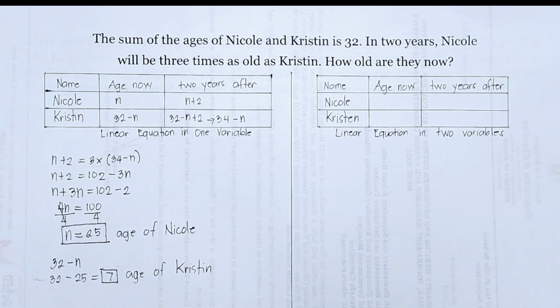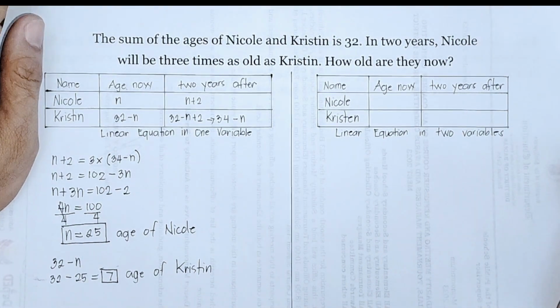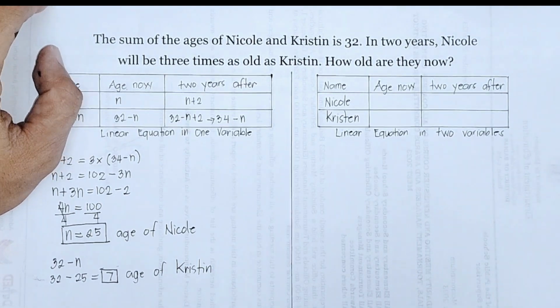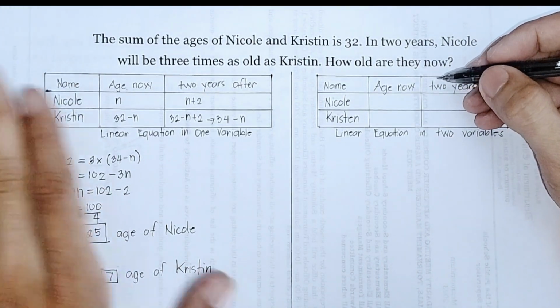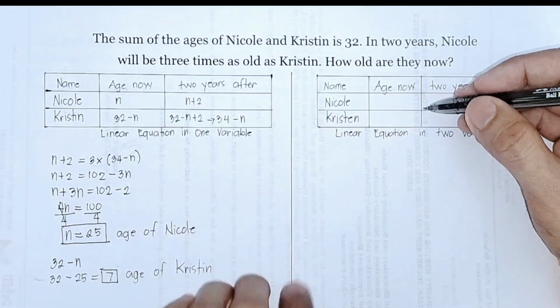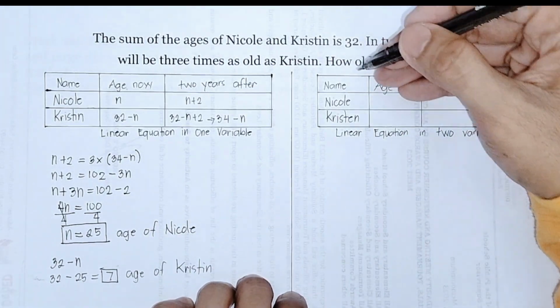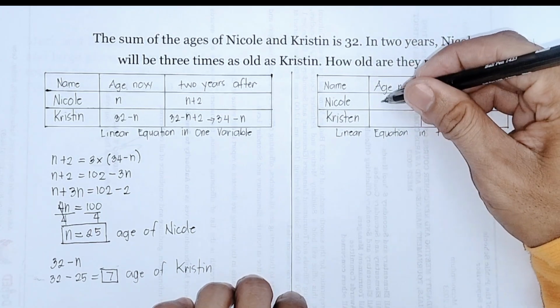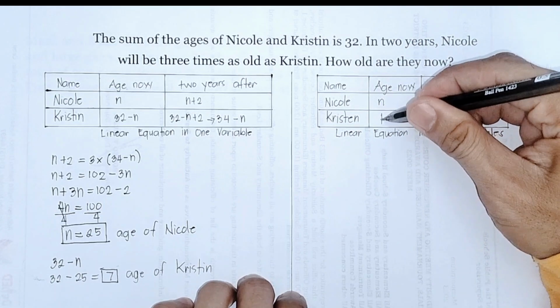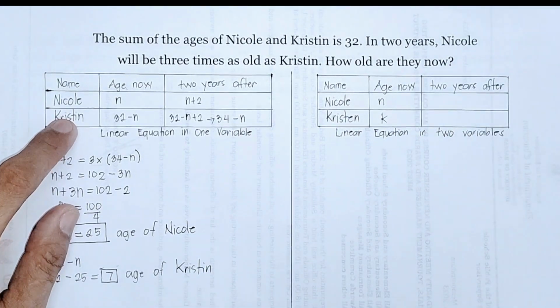Alright, so we are now done with the first method, which is linear equation in one variable. So let's proceed to the second method, which is linear equation in two variables, in which we have to use two variables. Alright, so the same process, we have to make a table. The same thing with the first method. So in the second column, we have the age now for Nicole. So let's have N for Nicole and K for Christine. Anyway, you can choose any variables that you want.